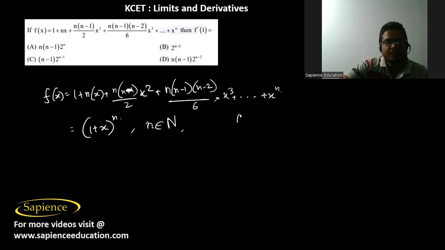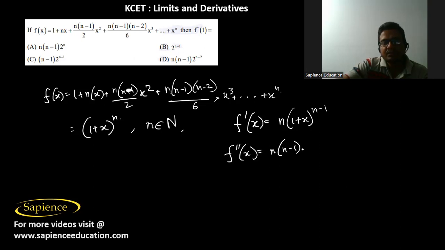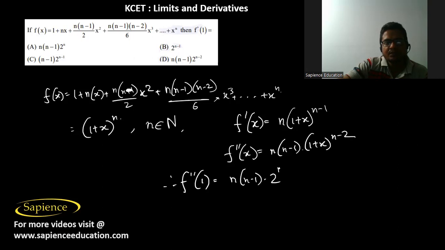So then f dash x is n into 1 plus x whole power n minus 1. Then f double dash x will be equal to n into n minus 1 into 1 plus x whole power n minus 2. Therefore f double dash 1, we have to put x equal to 1, will be n into n minus 1 into 2 power n minus 2. So option D is the correct answer.